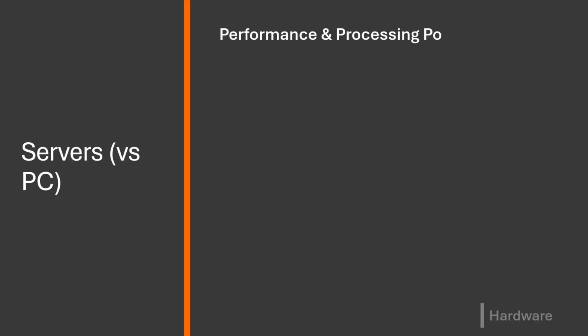First is performance and processing power. Servers are equipped with high-performance, multi-core CPUs designed for intensive workloads. These processors excel in parallel processing, making them ideal for tasks such as data processing, virtualization, and large-scale computations. PCs, on the other hand, use consumer-grade CPUs optimized for general-purpose performance. They are not built for sustained heavy workloads or large-scale data processing.